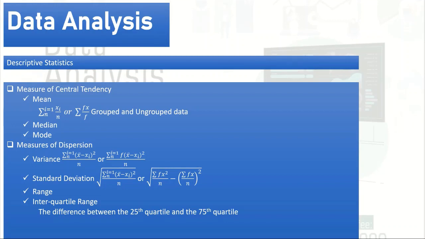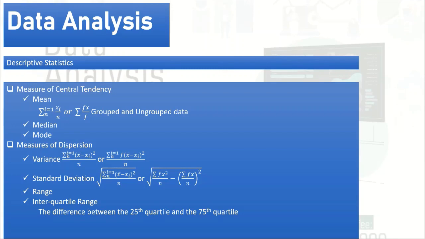While our interquartile range tells us the difference between the 25th percentile and the 75th percentile. What does that mean? If you arrange your data set from the smallest to the biggest, take the 75th percent of your data set minus the 25th percent of your data set, find the difference, and that will give you your interquartile range.